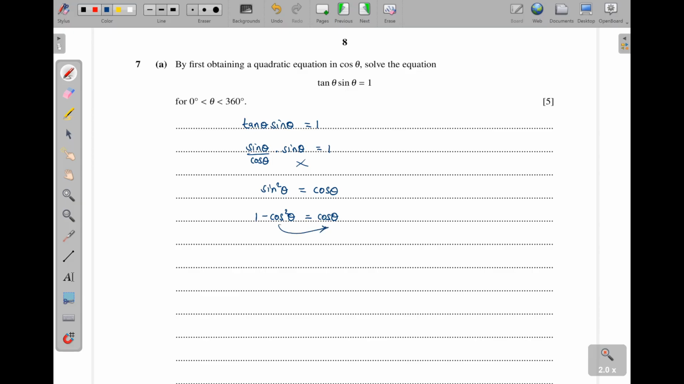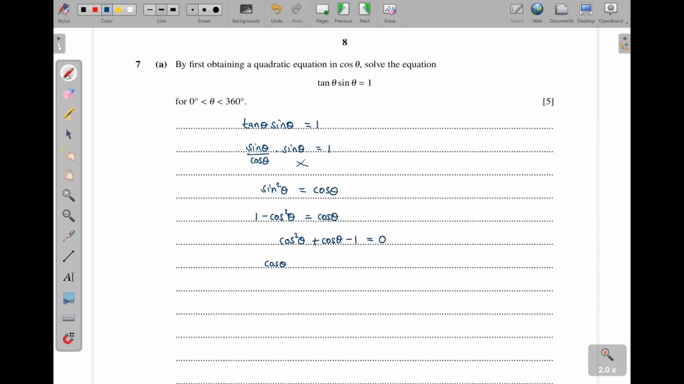If I take everything to this side, we shall have cos squared theta becoming positive, plus cos theta, which is already positive. When the 1 crosses, it's a minus, and this is equal to 0. This is a quadratic in cosine of theta. So they say a quadratic equation in cosine of theta. You see that? Then we solve this one.